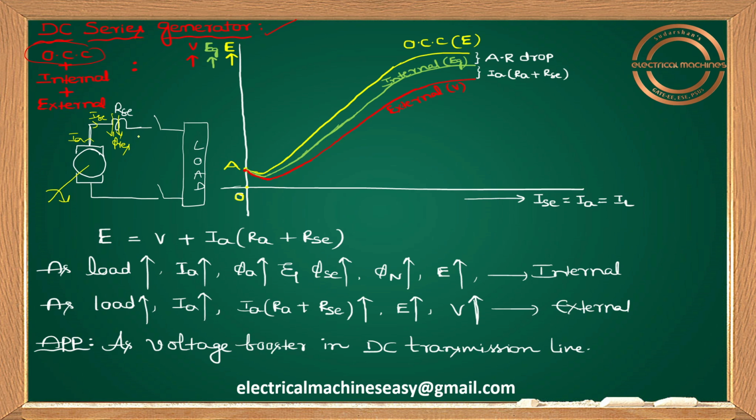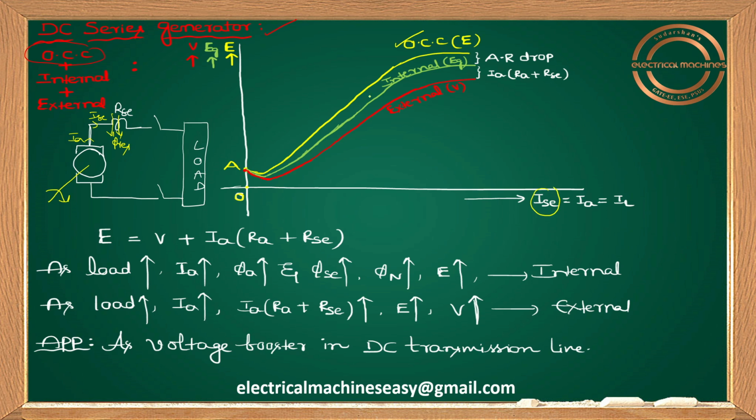So what is the conclusion here? DC series generator will not build up voltage under no load condition. Then you may get one doubt, sir. If the DC series generator will not build up voltage under no load condition, then how did you just draw this OCC, open circuit characteristics, which is the graph between E versus ISC?